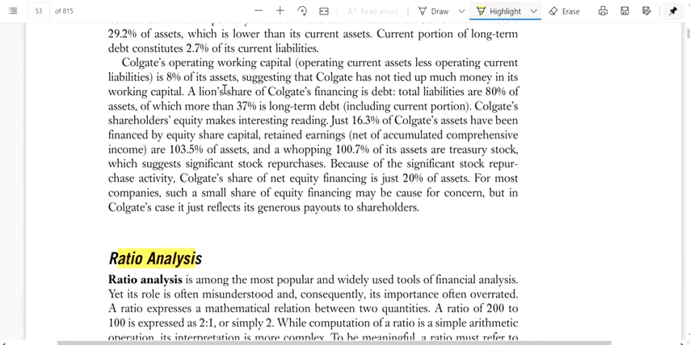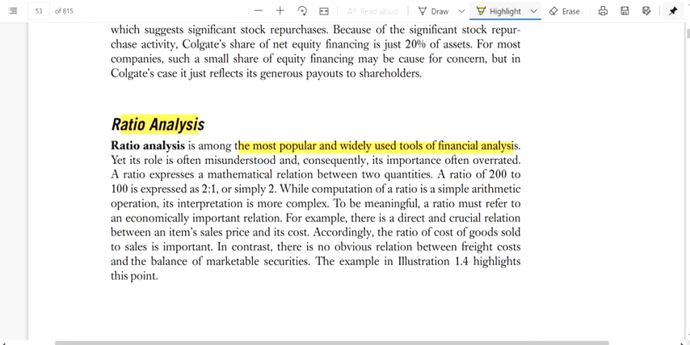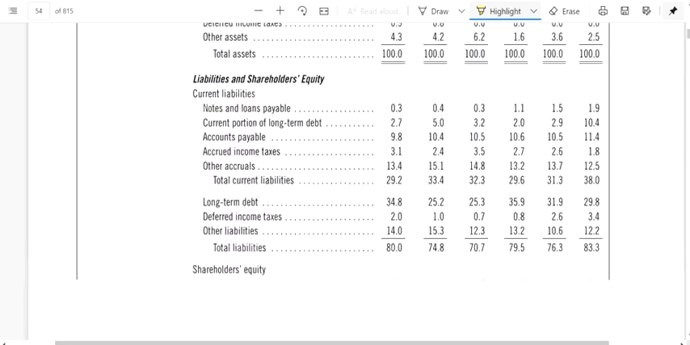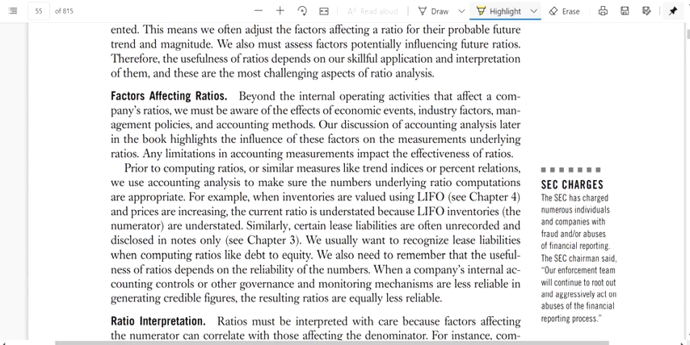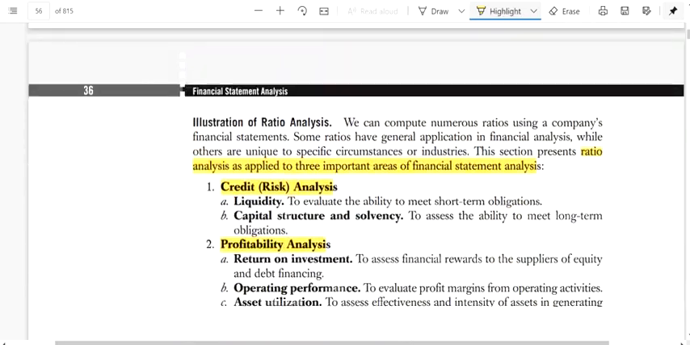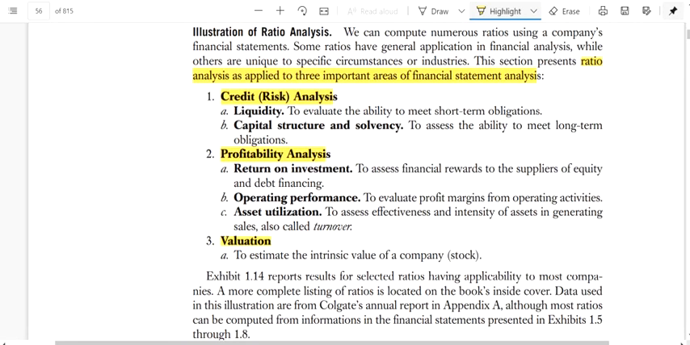So next ialah ratio analysis. Ratio analysis is among the most popular and widely used tools of financial analysis. So ni yang akan kita kira. Kita akan belajar next week insyaAllah. Okay, so ini yang penting. This section presents ratio analysis as applied to three important areas of financial statement analysis, that are credit analysis, profitability analysis and valuation. So dalam credit analysis, credit ataupun risk analysis lah, kita nak kira risk.